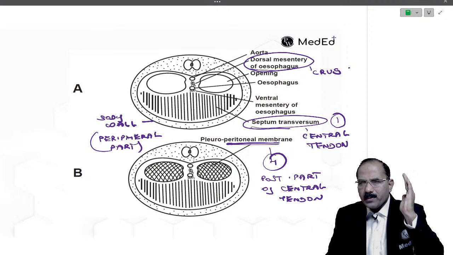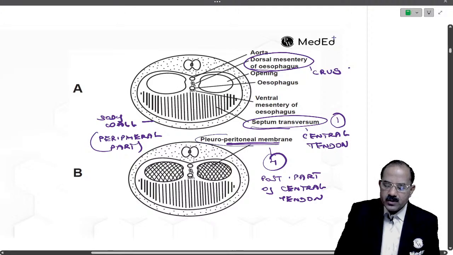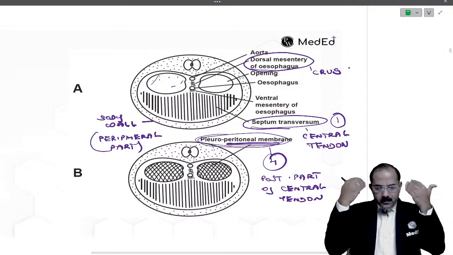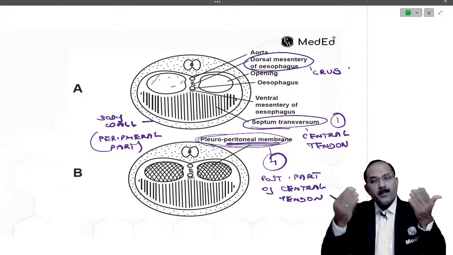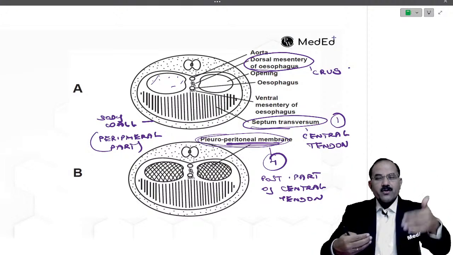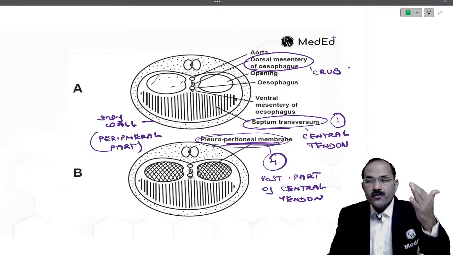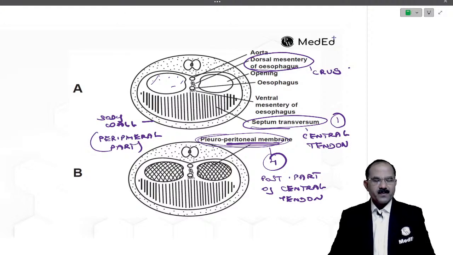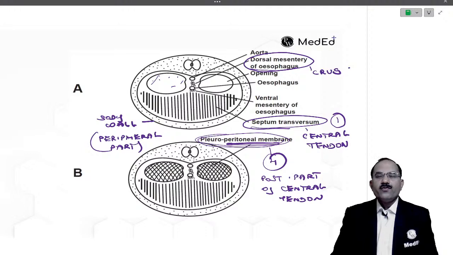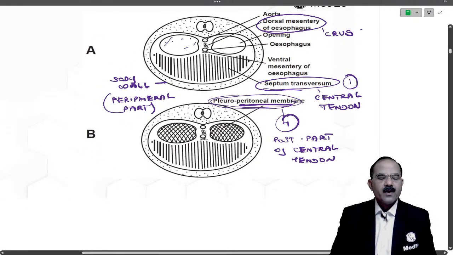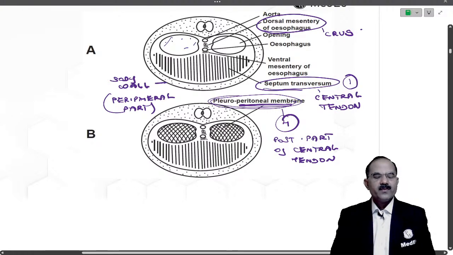Now, children, a very common MCQ. If these pleuroperitoneal membranes do not close, this is a canal, pleuroperitoneal canal. The pleural and the peritoneal cavities are continuous. The pleural cavities and the peritoneal cavities are communicating with each other. Later on, we get the formation of a membrane, that's the pleuroperitoneal membranes. If these pleuroperitoneal membranes do not fuse, what happens? Any guesses? A very important clinical question. Failure of fusion of the pleuroperitoneal membranes results in, what is that known as?